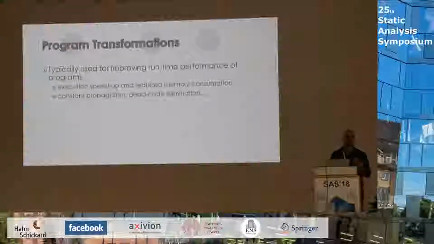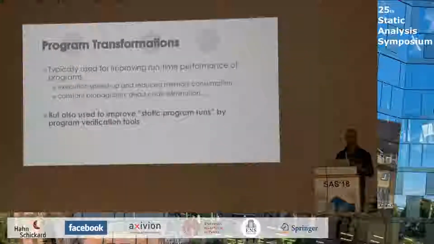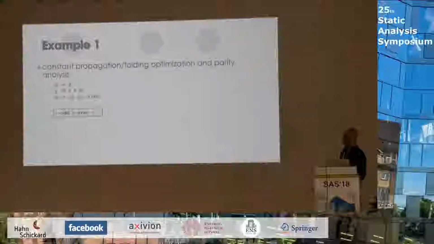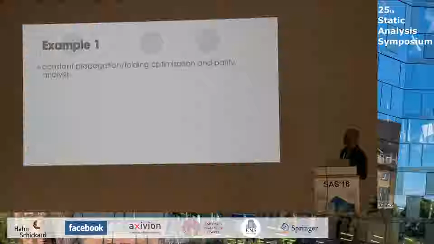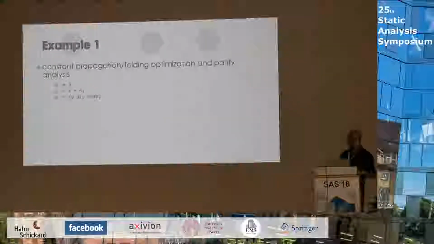What's interesting and perhaps surprising is that program transformations have also been used to improve static program analysis. By that I mean they've been used to improve the results of static analysis. As a first example, let's consider the constant propagation and folding optimization and a simple parity analysis on the following program. We set x to 3, we multiply by 4 and store the result to y, then we divide y by x, we should get 4, multiply this by z and store it to z.